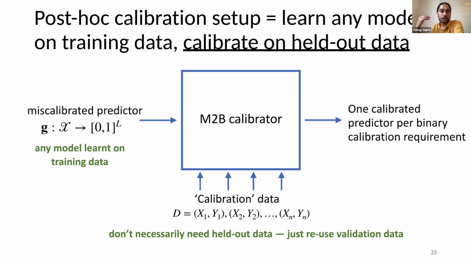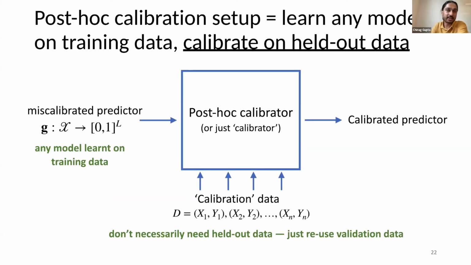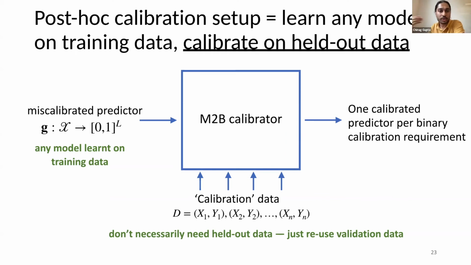Now, on the previous slide, I was not clear about what this calibrated predictor is. And that's deliberate, because it depends on what your M2B notion is. If you have a particular M2B notion and you have 10 different binary calibration requirements, then we're going to output one calibrated predictor per requirement. So we're going to say that this is a probability if this is the requirement that you care about, and so on for 10 different requirements.